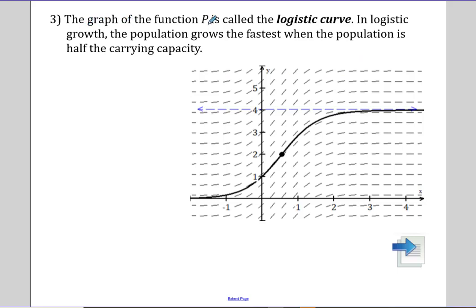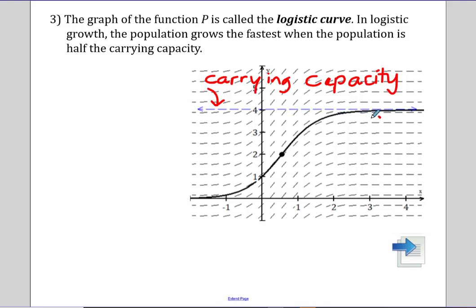So here's a graph of the function P. This is called the logistic curve, that little S-shaped curve. In logistic growth, the population grows the fastest when the population is half the carrying capacity. So if we scribble on our notes here, this is my carrying capacity, or the limiting factor. That asymptote is the most that the environment can sustain, the biggest population.